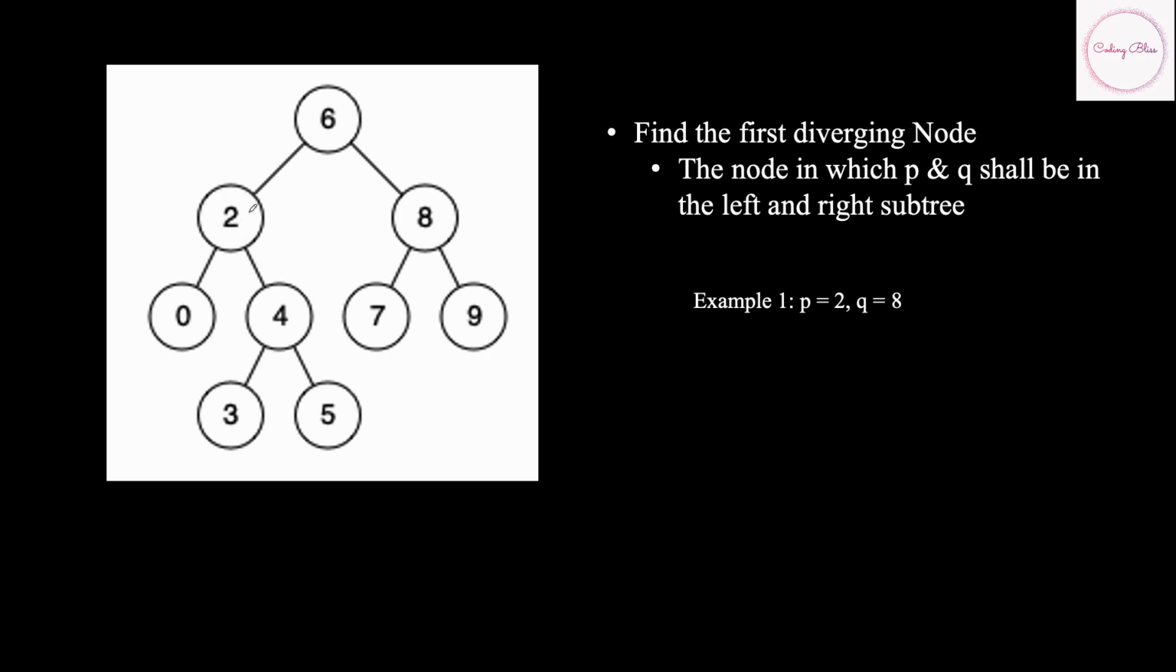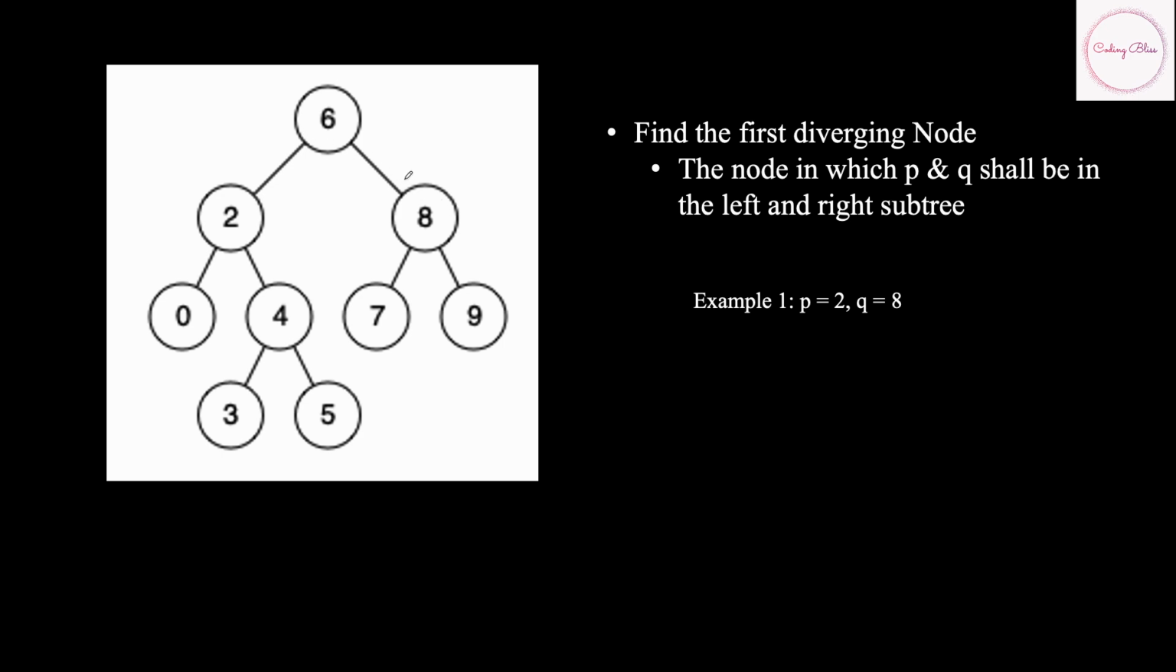Then once we reach 2, 2 is less than 4, so we will actually jump to the right subtree and finally reach this node. Now we can use that feature to determine the ancestor here.